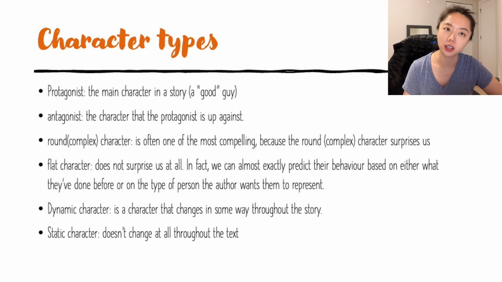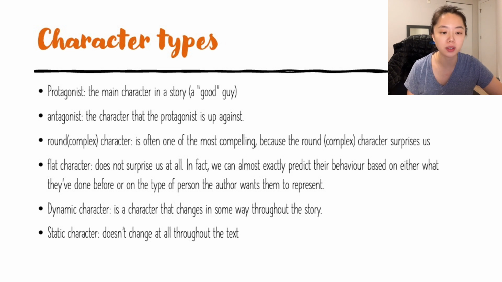Okay, let's move on. So basically, we have these types of characters. I think you may be familiar with the terms protagonist and antagonist. The protagonist is the main character in the story. They normally grow up with the development of the story. While antagonist means the one who is a bad guy and is always against the protagonist.